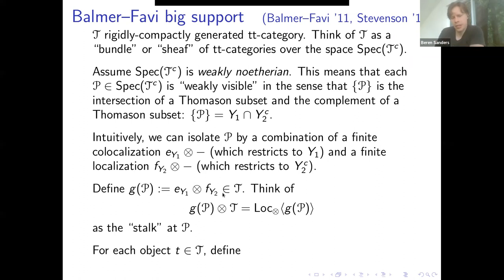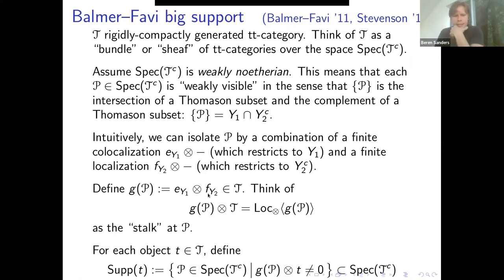And so for each object T in your category, you define its support as those primes P such that GP tensor T is non-zero. And so this is a subset of the Balmer spectrum of the compact objects. So this is the Balmer-Favi notion of support.